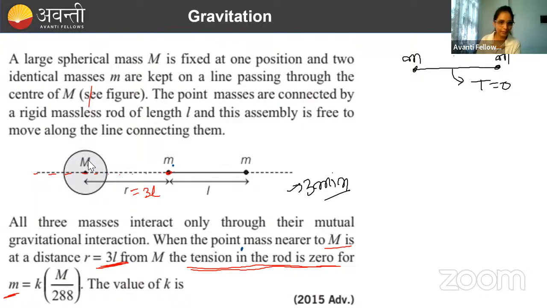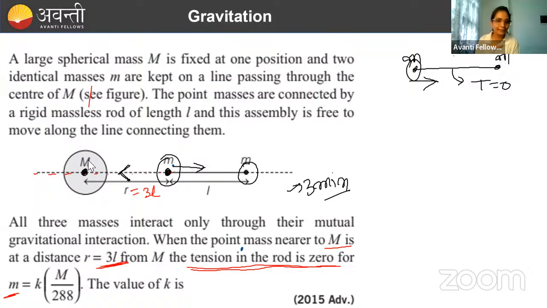So just see here, m mass. If m mass is at the distance 3L, what will happen? This capital M mass will apply force on it in this direction. I'm focusing on this one. And this small mass will also attract this small m mass, and this attractive force will be in this direction. And suppose the net force that this small m mass is experiencing is in this direction.